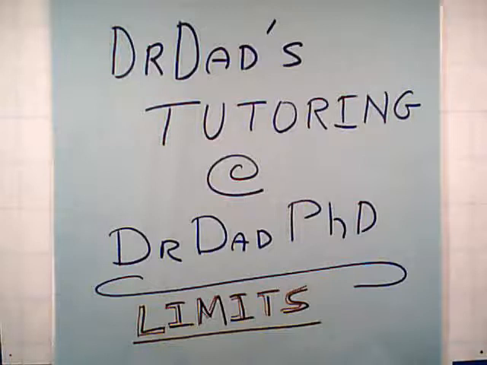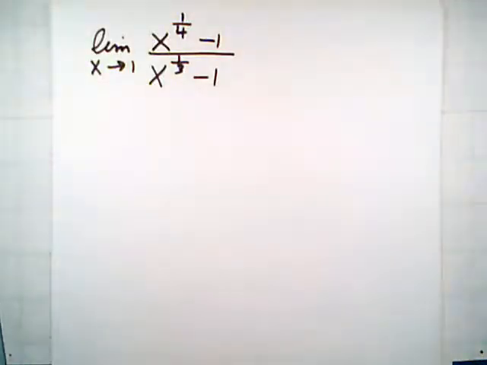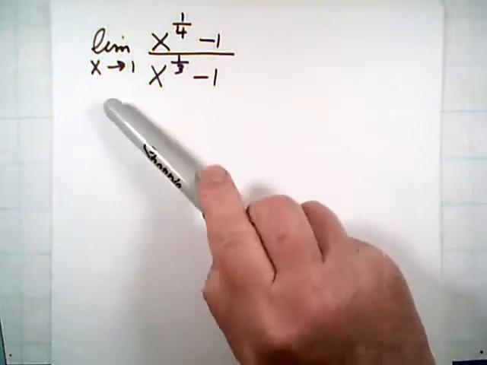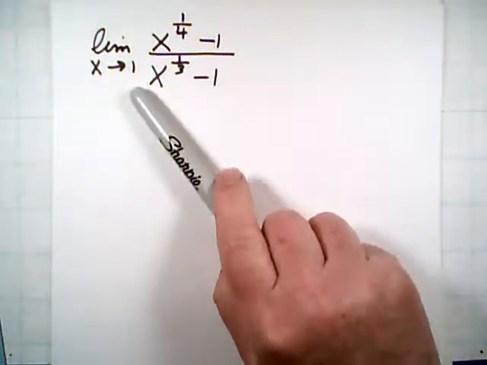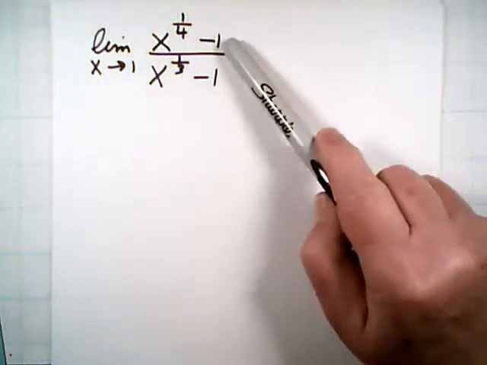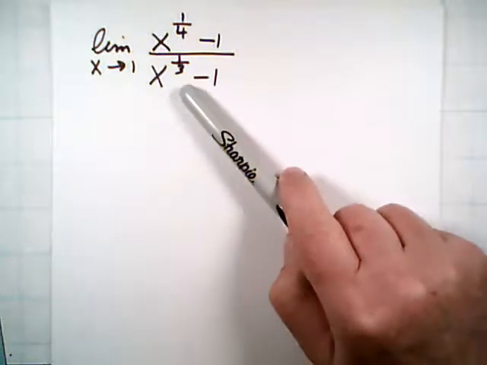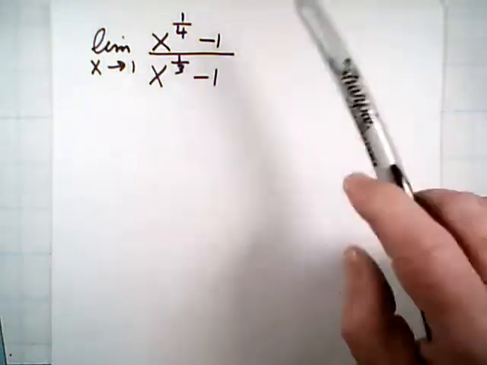This topic is limits, and specifically we are going to solve one of the more difficult limit problems that you may encounter in homework or perhaps on a test. The problem we're going to solve is the limit as x approaches 1 of the quantity x to the 1/4 power minus 1 divided by the quantity x to the 1/3 power minus 1.